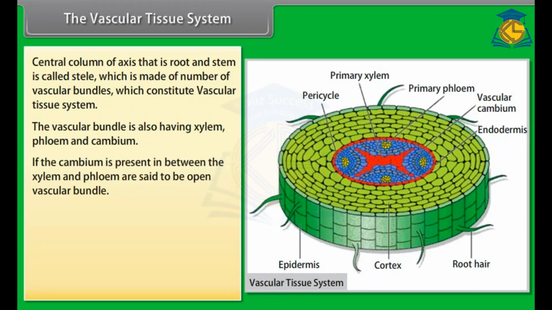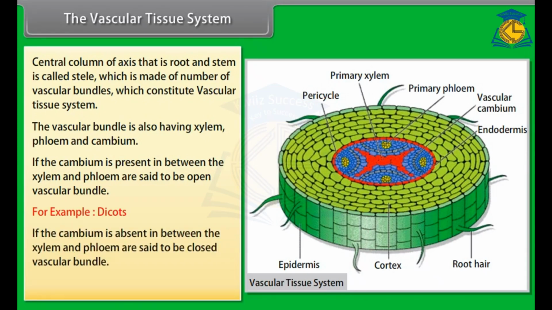If the cambium is present in between the xylem and phloem, it is said to be an open vascular bundle, for example, in dicots. If the cambium is absent in between the xylem and phloem, it is said to be a closed vascular bundle, for example, in monocots.